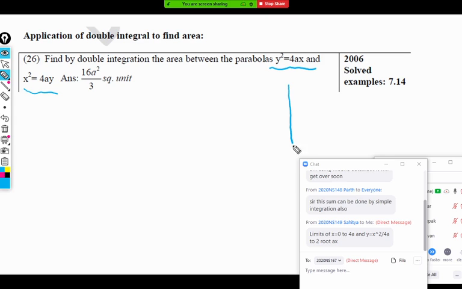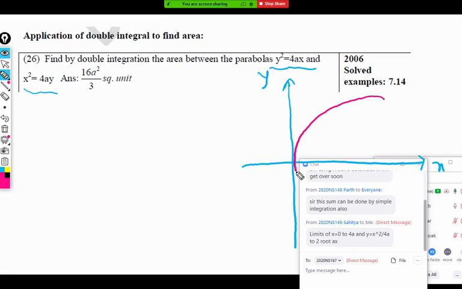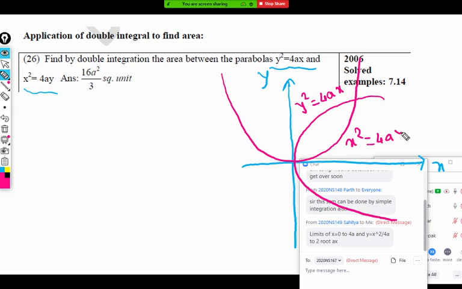First let me draw this as the x-axis and this one as the y-axis here. Let me ask 148: y square equal to 4x represents which parabola? Sir, right side, right upper side parabola. Correct. Y square indicates symmetry is about the x-axis. This is y square equal to 4x. And second, upper parabola. Correct, because x square indicates symmetry is about the y-axis. So x square equal to 4ay. These are rough curves. So right now the region is in between them, so we have to find the area of this region.